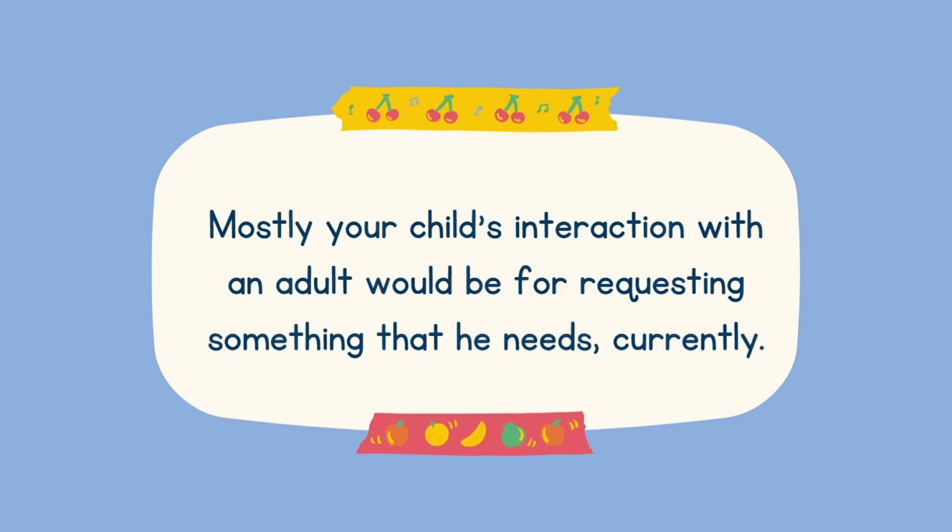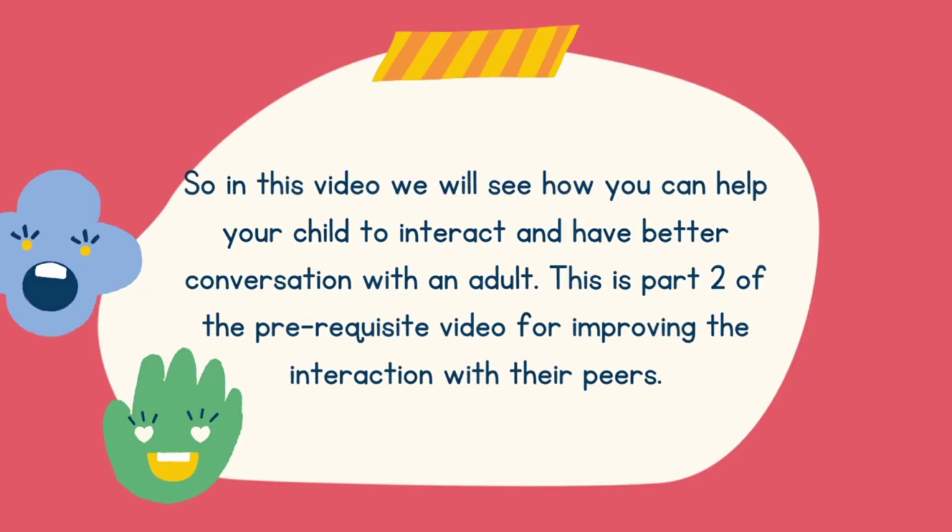Mostly your child's interaction with an adult would be for requesting something he currently needs. So in this video we will see how you can help your child to interact and have better conversation with an adult. This is part 2 of the prerequisite video for improving the interaction with their peers.